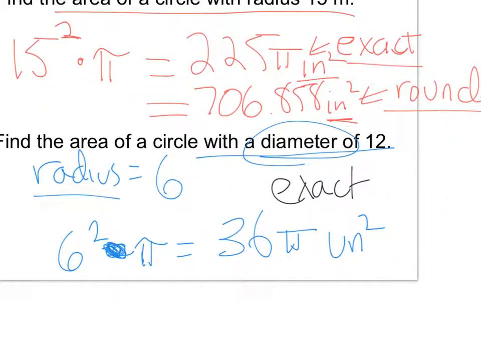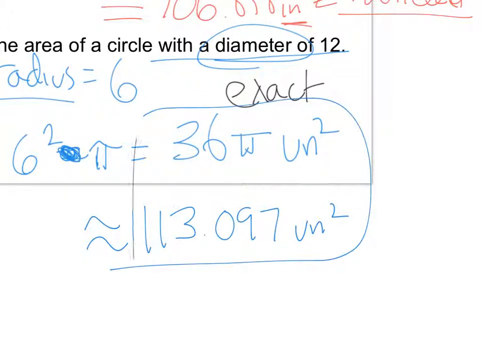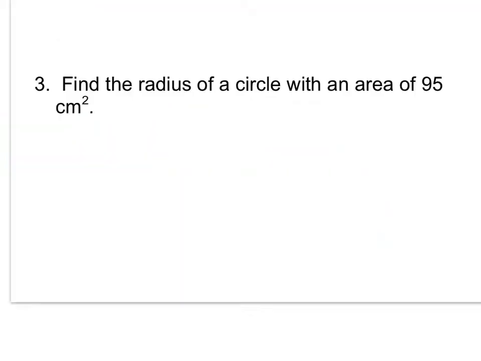Then, if I want my rounded answer, that's going to be approximately 113.097 units squared. Okay, so you got to look at what are they asking. Are they asking for exact, or are they asking for the decimal?